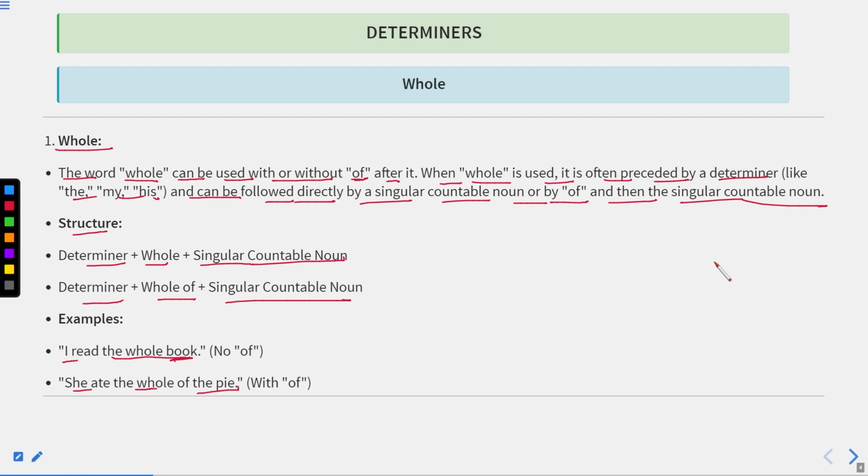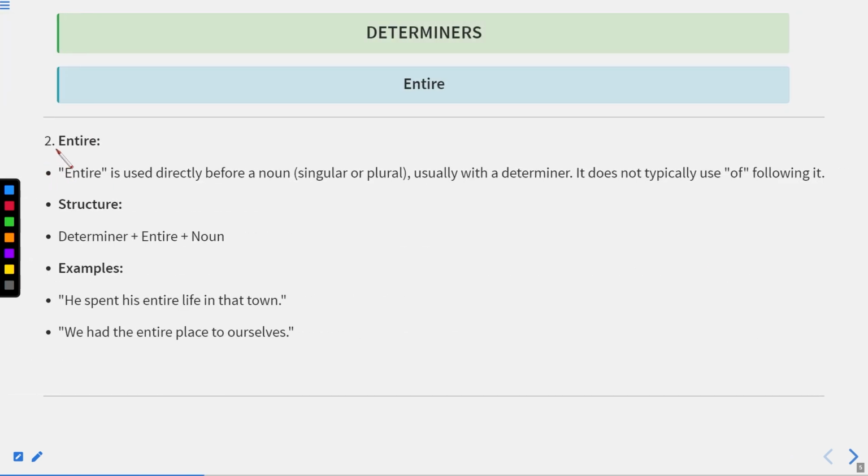Now let us move to the next one. Now we'll discuss the word entire. Entire is used directly before a noun, singular or plural, usually with a determiner. It does not typically use of following it.